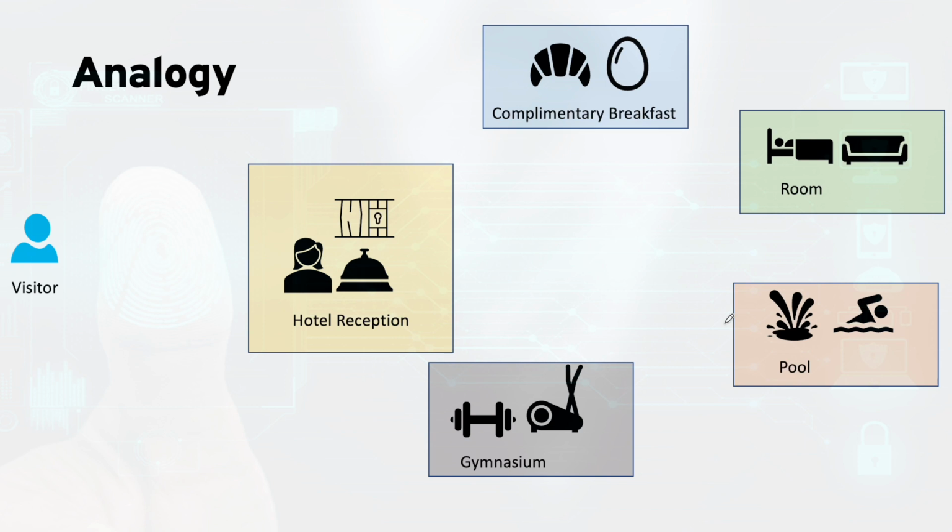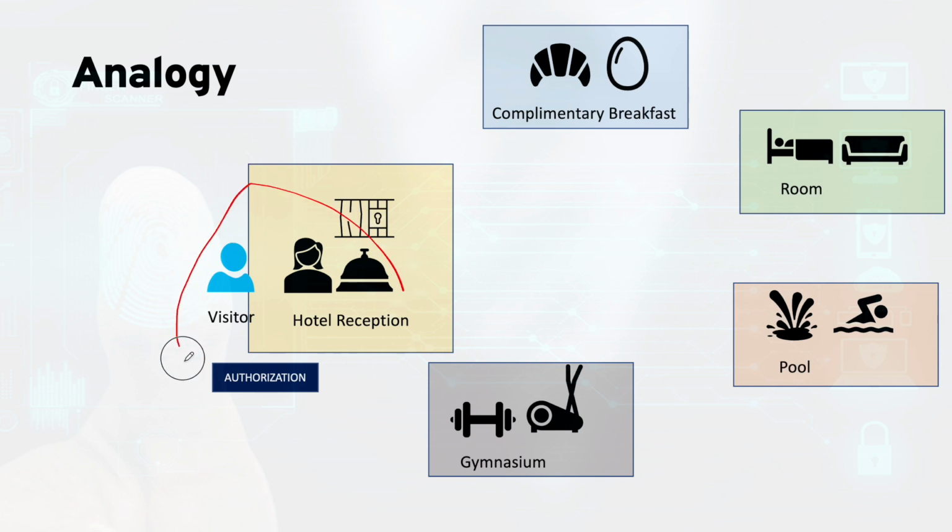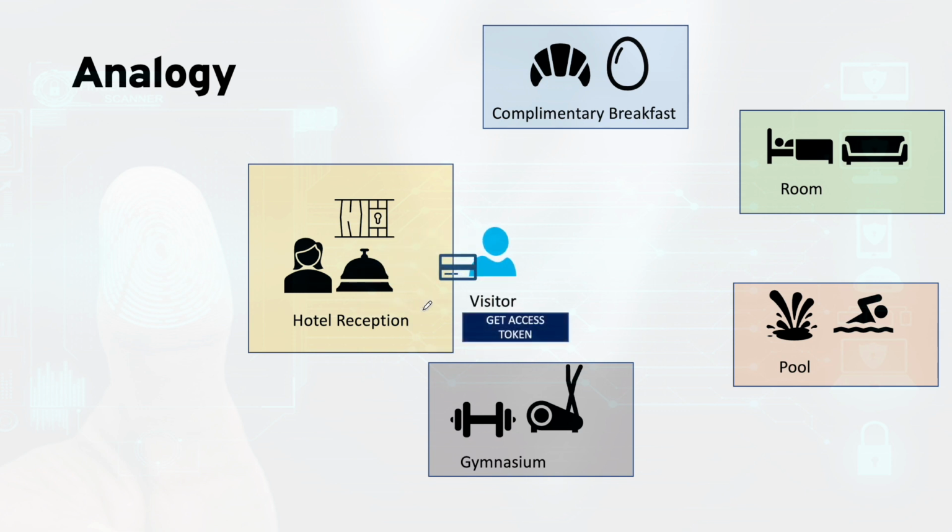The first thing they do is go to the reception, and this is the place where the authorization happens. When we say authorization, they will check your ID credentials, and they will issue you a card. So basically this card is your token. This is your access token.